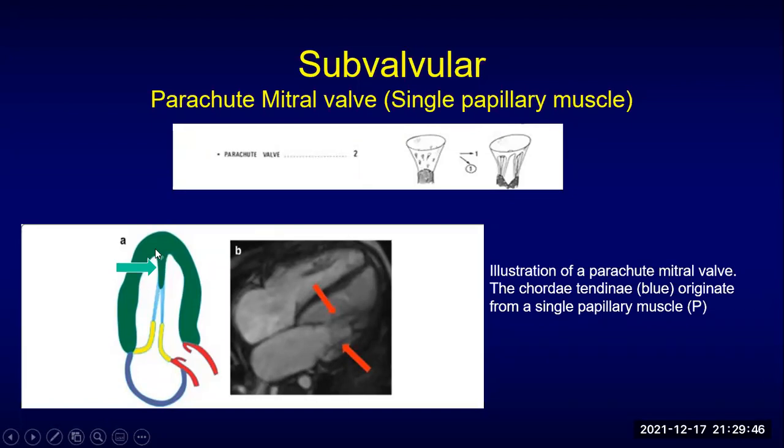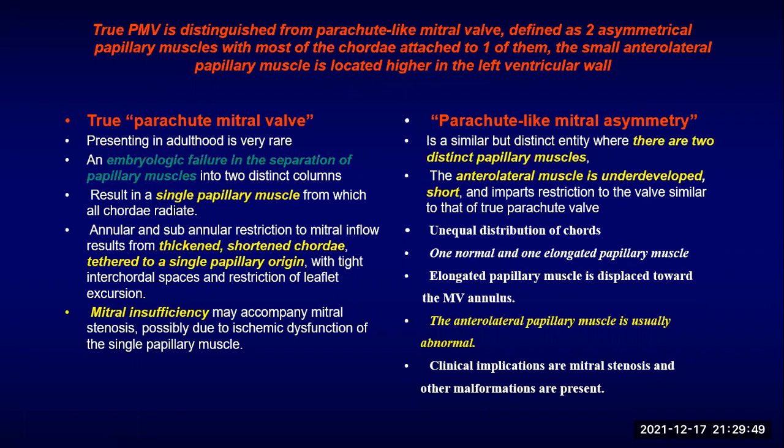Okay. So we have two types of parachute mitral valve: a true type and a parachute-like mitral asymmetry. In the true type, we have an embryological failure in the separation of the papillary muscle. So we will have a single papillary muscle with thickened and shortened chordae tethered to the single papillary origin, could be associated with mitral regurgitation. And for the parachute-like mitral asymmetry, the anterolateral muscle is undeveloped and short.